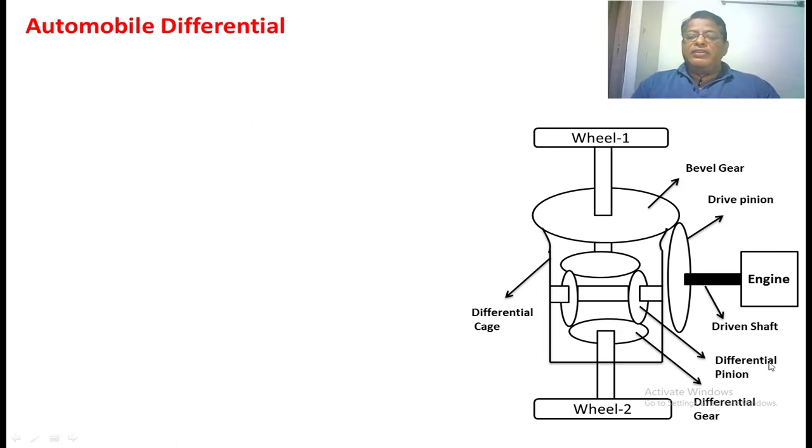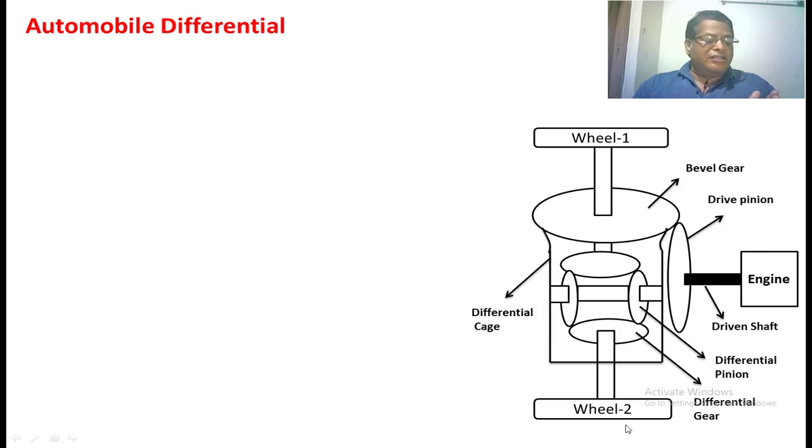So when this differential pinion comes into the picture, as long as the two wheels are rotating at the same velocity, it is fixed between these two gears. So whatever power is given by the engine will be transmitted to the two wheels directly. Suppose the driver is taking a turn, in that case the distance traveled by this wheel will be higher compared to this wheel. That depends upon how the driver is taking the turn.